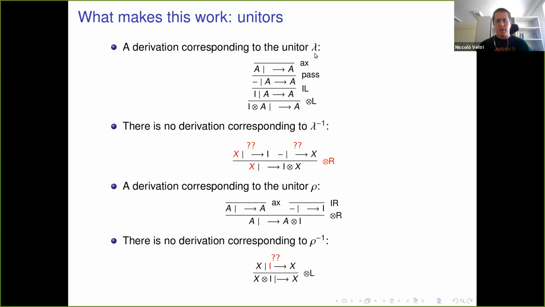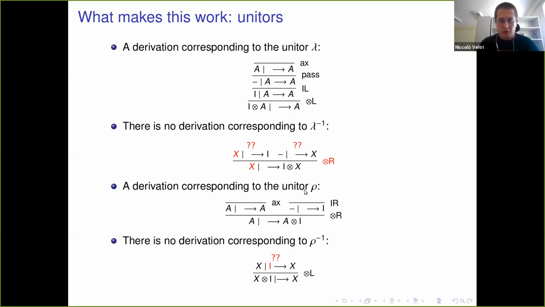For example, you can construct a derivation corresponding to lambda like this. You apply tensor left here. This is fine because this formula is in the stup. You apply unit left, again, it's fine, and then using this pass rule and the axiom, it is done. But there is no way to construct a derivation corresponding to lambda minus 1. If X, for example, here is an atomic formula, in here we are stuck. The only thing you can do, in principle, to come up with a valid derivation is apply a tensor right rule. But we have this restriction in tensor right that forces the formula in the stup to go to the first premise. So now we are not able to find a valid derivation here.